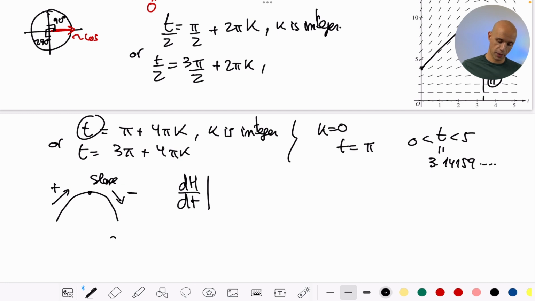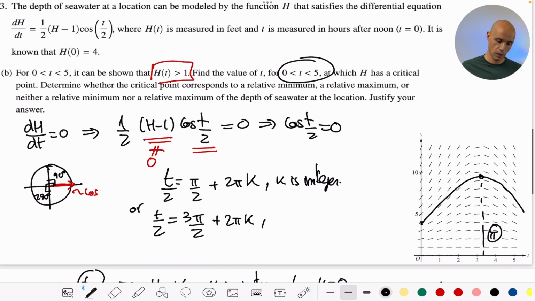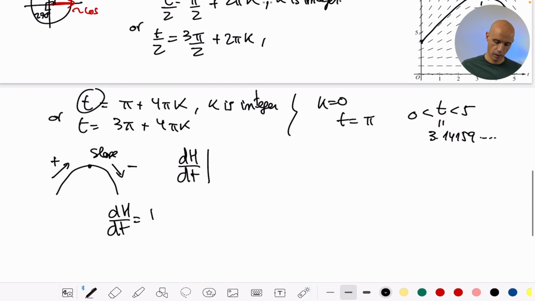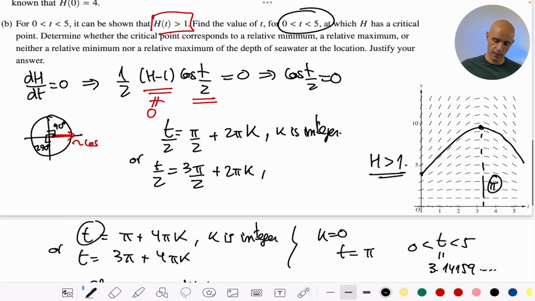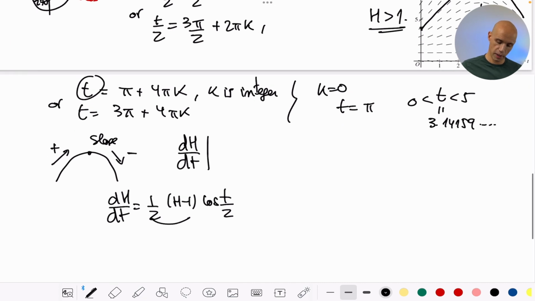Okay, let's write first the expression of the derivative to see whether that's something easy to do. It's 1/2 times h minus 1 times cosine of t divided by 2. We also see from here that h is greater than 1. We can see that here. So in other words, all this is positive. So what you need to worry about is the sign of this.